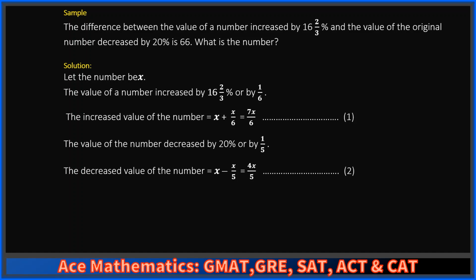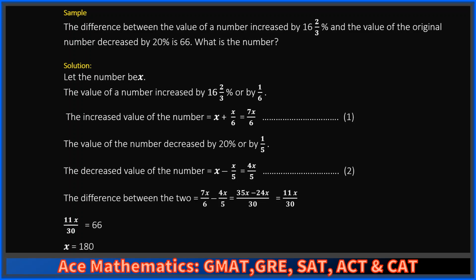The difference between the two equals 7x by 6 minus 4x by 5 equals 35x minus 24x by 30 equals 11x by 30. 11x by 30 equals 66. x equals 180. Thus, the number is 180.